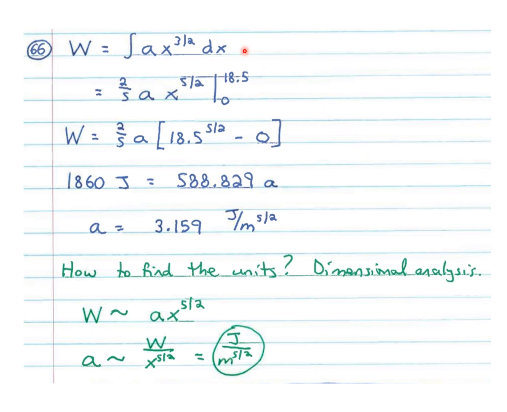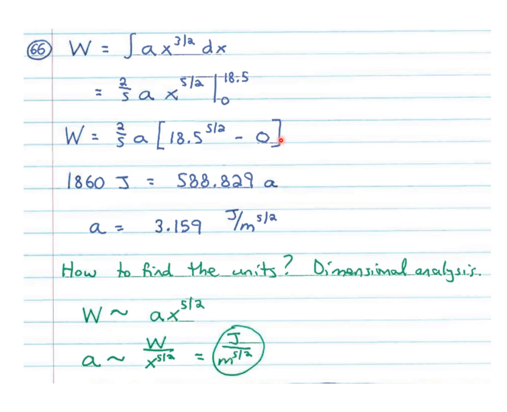Let's set it up. Work equals the integral of a x to the 3/2 dx, and it's a that we're trying to solve for. I didn't write out the limits of integration. I do that in the next line. We take the integral, and that x to the 3/2 becomes x to the 5/2 with a 2/5 coefficient to the left. And here I've put in the limits of integration. So we have work equals 2/5 a. I factored those out to the left. And then we plug in the limits of integration, 18.5 to the 5/2 minus 0 to the 5/2, which is just 0.